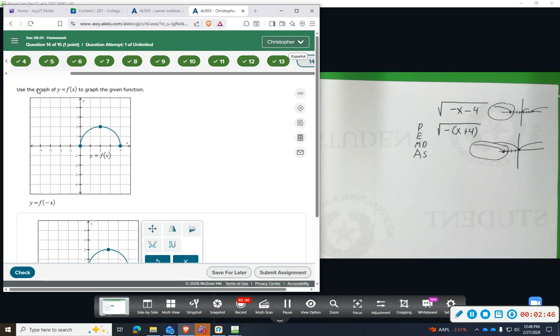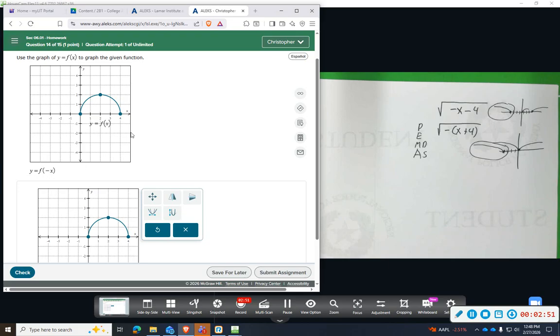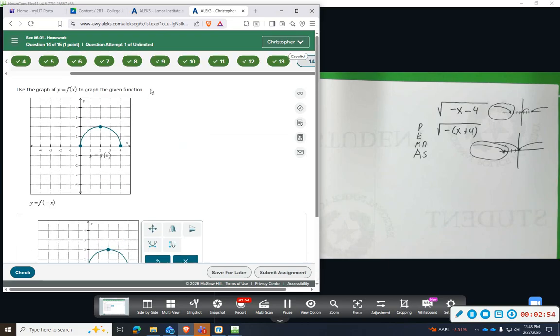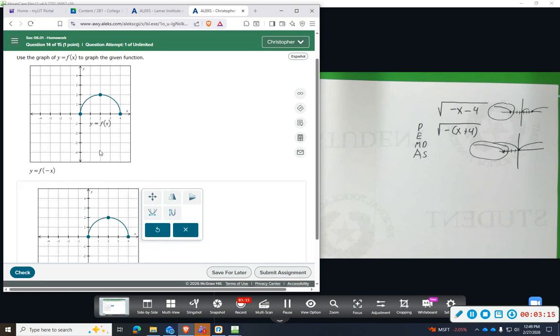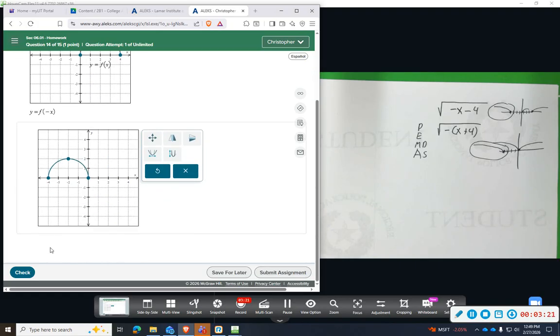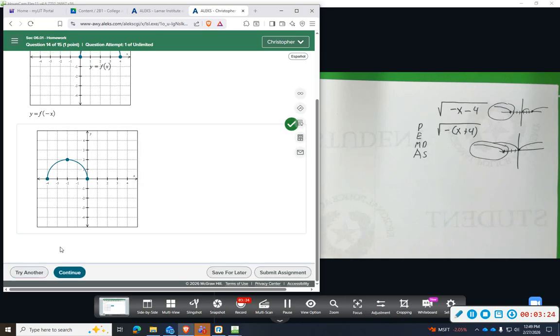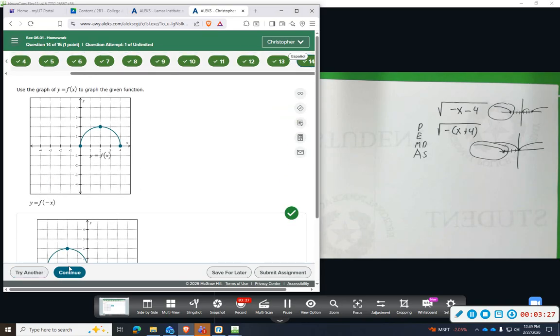All right, 14, we're going to use the graph of the function f of x and then f of negative x. We're going to use the graph of y equals f of x to graph the given function, which is f of negative x. So here's f of x. F of negative x, just like we just did previously, is going to reflect across the y-axis. So if I were to take this graph and just reflect it across the y-axis, that's going to give me f of negative x. I think that's all they want there.